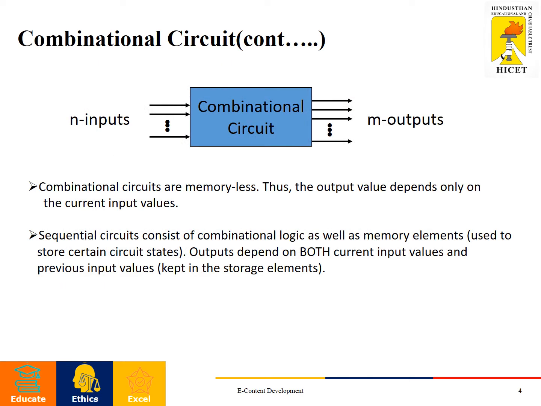And this is the diagrammatical illustration of a combinational circuit. It consists of n inputs and m outputs. Combinational circuits are said to be memoryless circuits since the output value depends only on the current input values. But in the case of sequential circuits, they consist of combinational logic as well as memory logic.